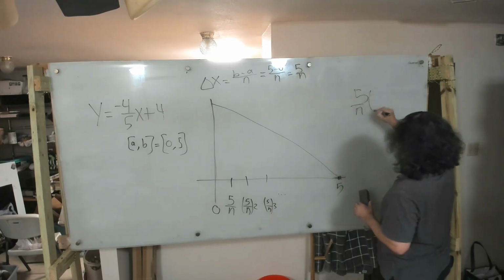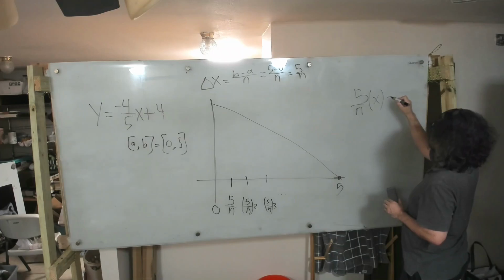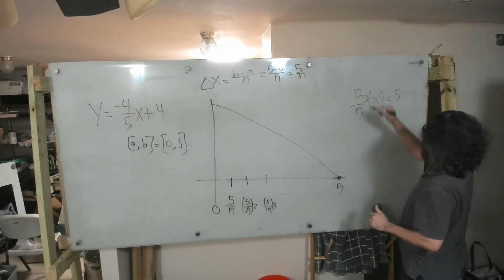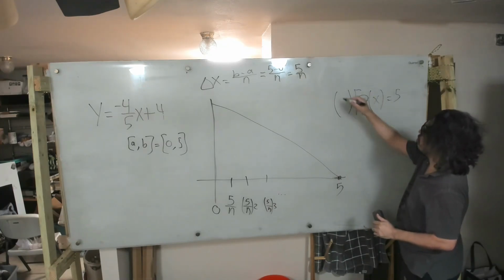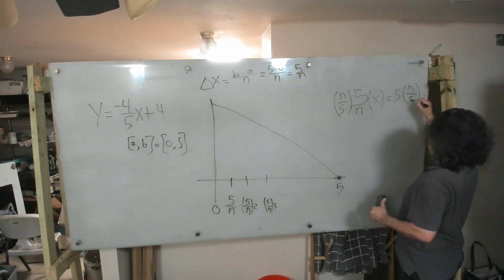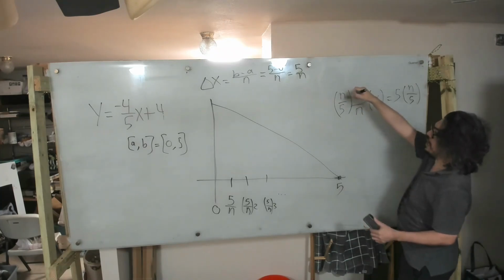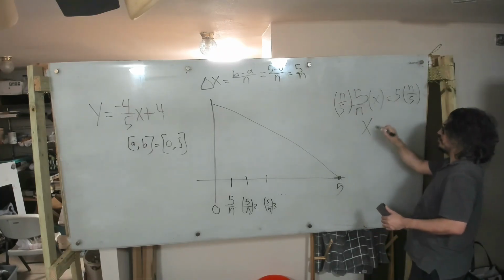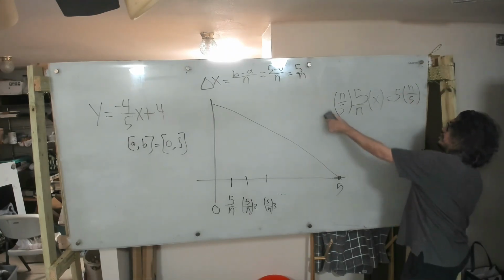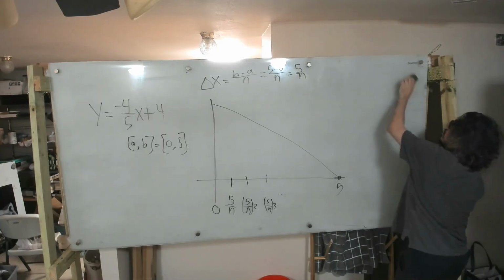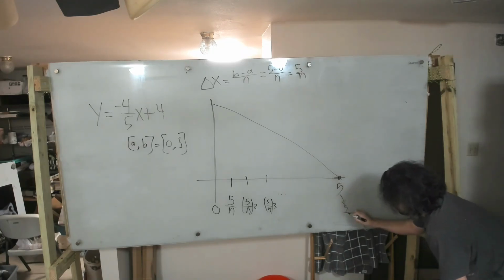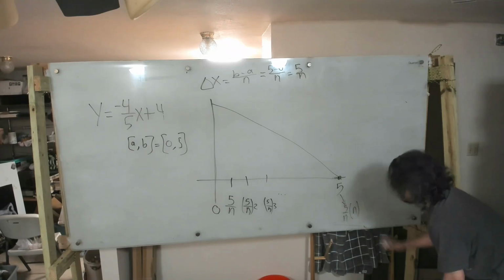5 over n times something, let's call it x, equals 5. I want to find out what this x is. So I'm going to multiply both sides by the reciprocal of 5 over n to isolate the x, right? Here, the n's cancel, the 5's cancel, and I'm left with x. Here, the 5's cancel, I'm left with n. Now, of course, looking at it that way, it makes sense. We can see that 5 is the same as 5 over n times n.